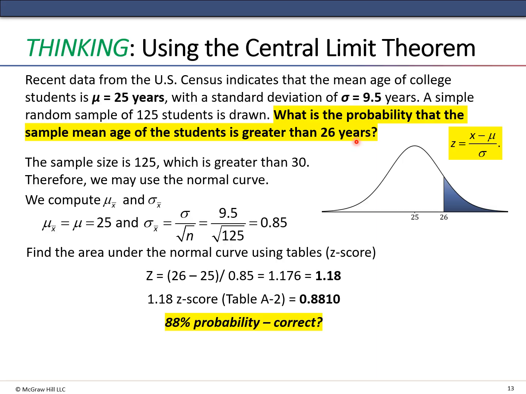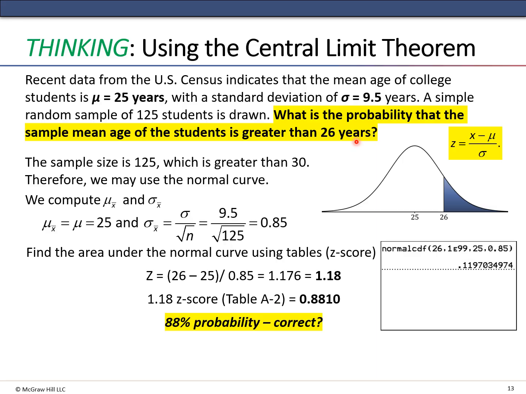Okay. Now you may be quick to think, okay, well that's the probability that someone is greater than 26 years, but that is wrong. Remember that table A2 gives you the probability to the left. So this probability is that the sample mean age of the students is less than 26 years.